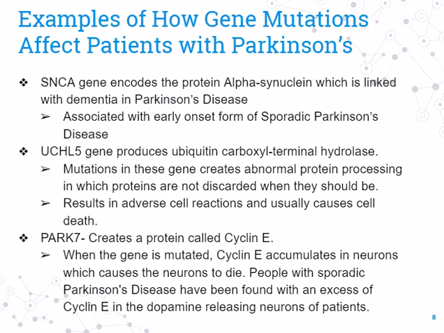And then lastly, the PARK7 gene encodes a protein called cyclin A. Researchers found that people with sporadic Parkinson's disease seem to have an excess of cyclin A in the dopamine-releasing neurons of patients, and it also causes neurons to die, which, as we learned earlier, can cause Parkinson's disease.